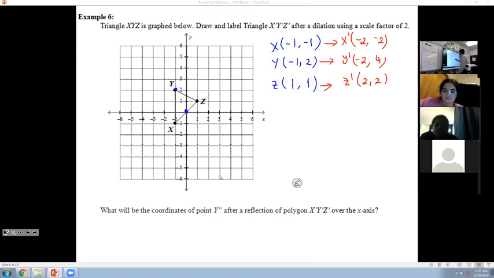And negative 2, negative 2 means that 2 left, 2 down. It is X prime. Y prime is negative 2, 4 means that 2 left, 4 up from the center. And Z prime is 2 right, 2 up. Z prime. And the Y prime.